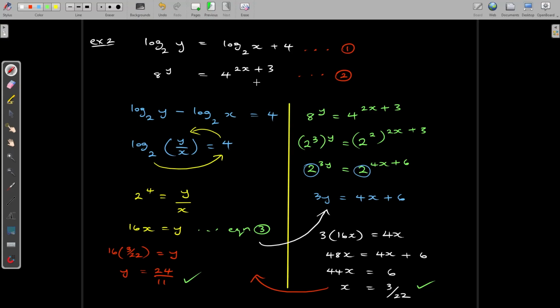Alright, so that's the approach we take whenever we are working questions like these. So it's either we change from the log to the exponential, or we find a way to reduce the exponential equation.